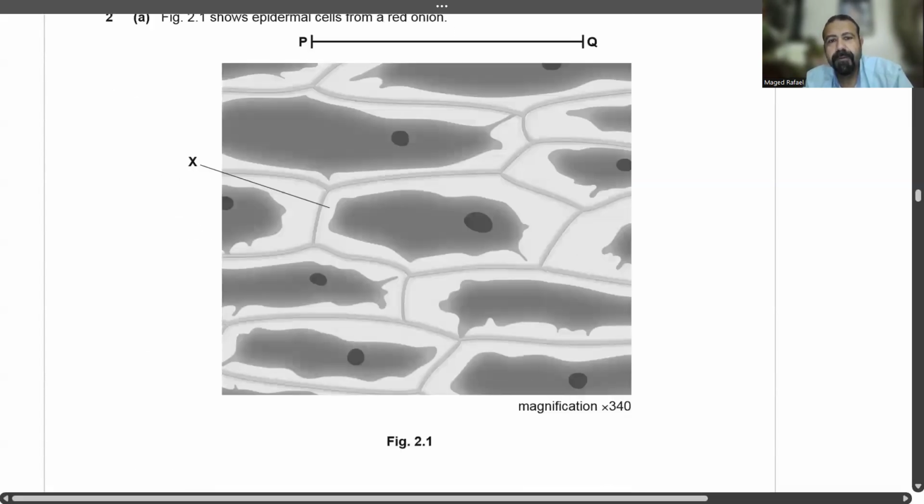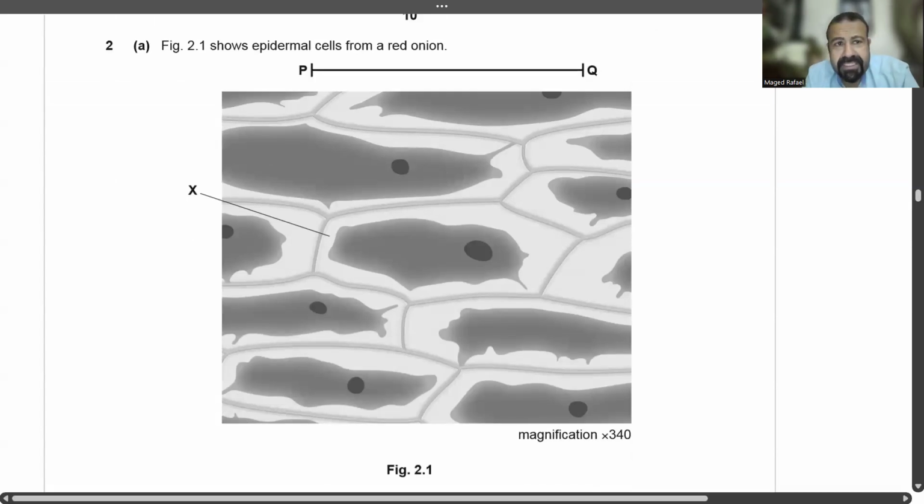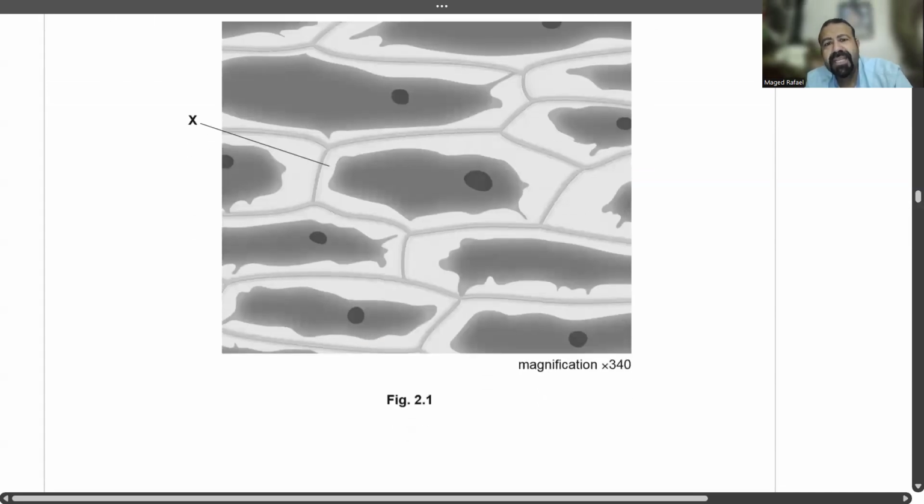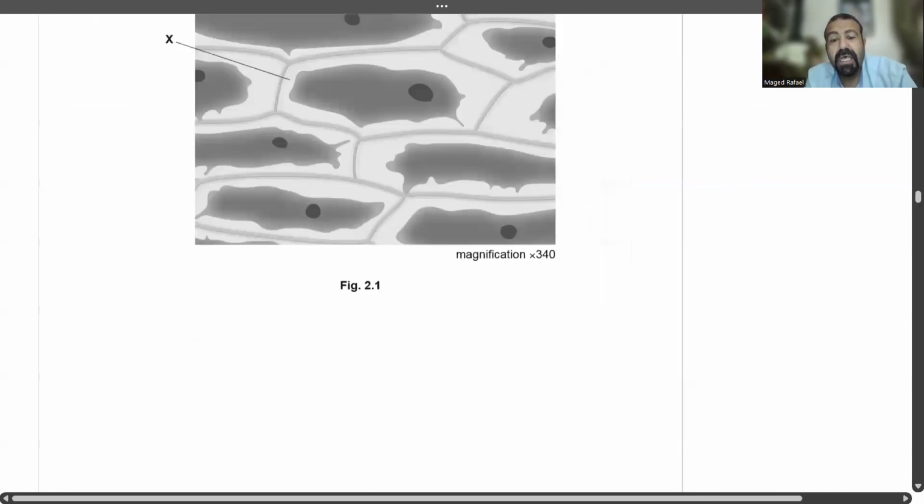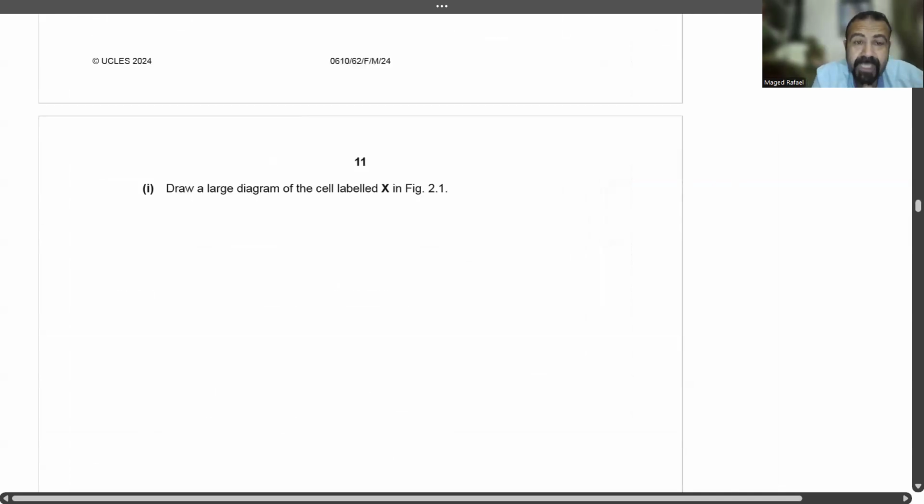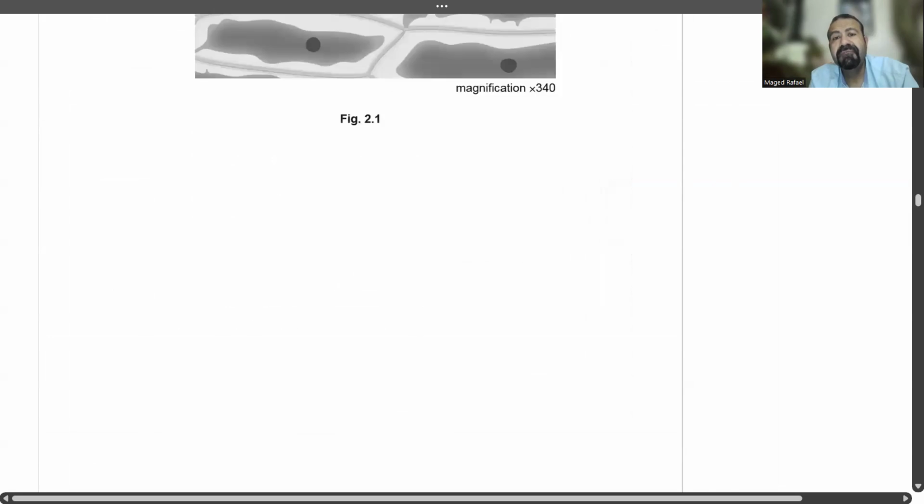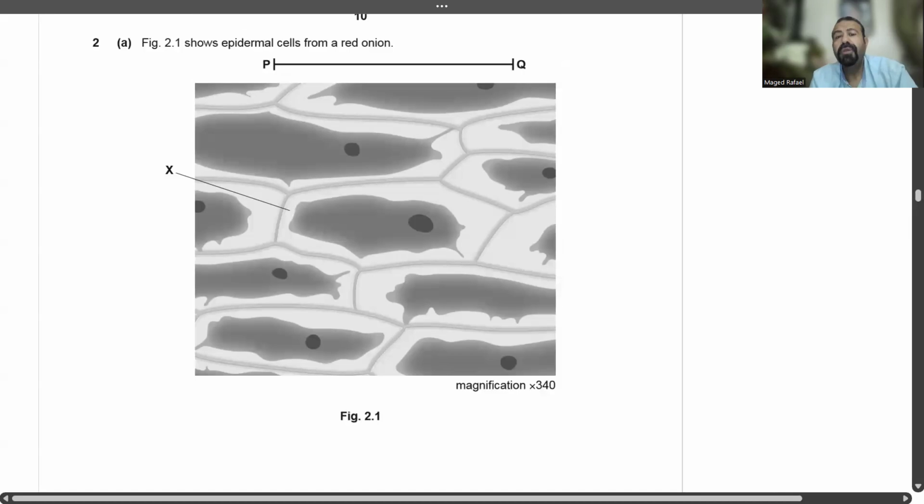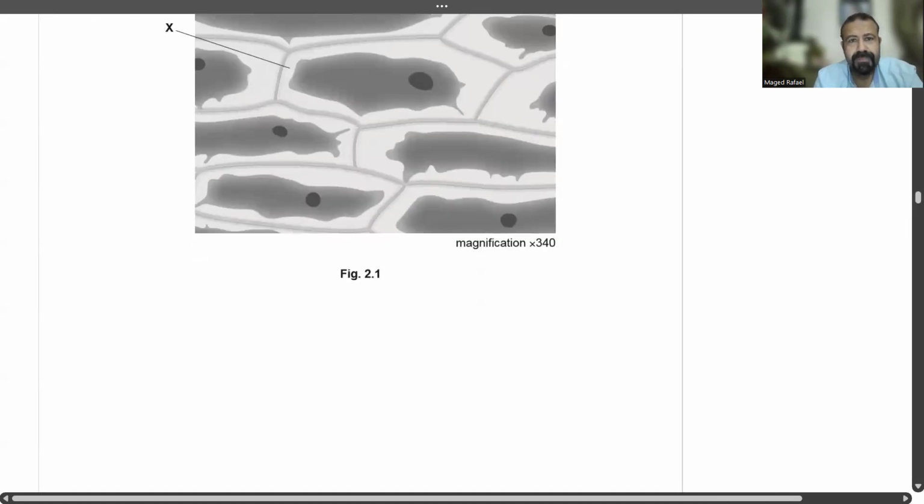In the second question, he gave you a red onion, the cells. It was a really easy question, and he's asking you to draw a large diagram of the cell labeled X in figure 2.1. Okay, so we will draw the cell, and it's easy.